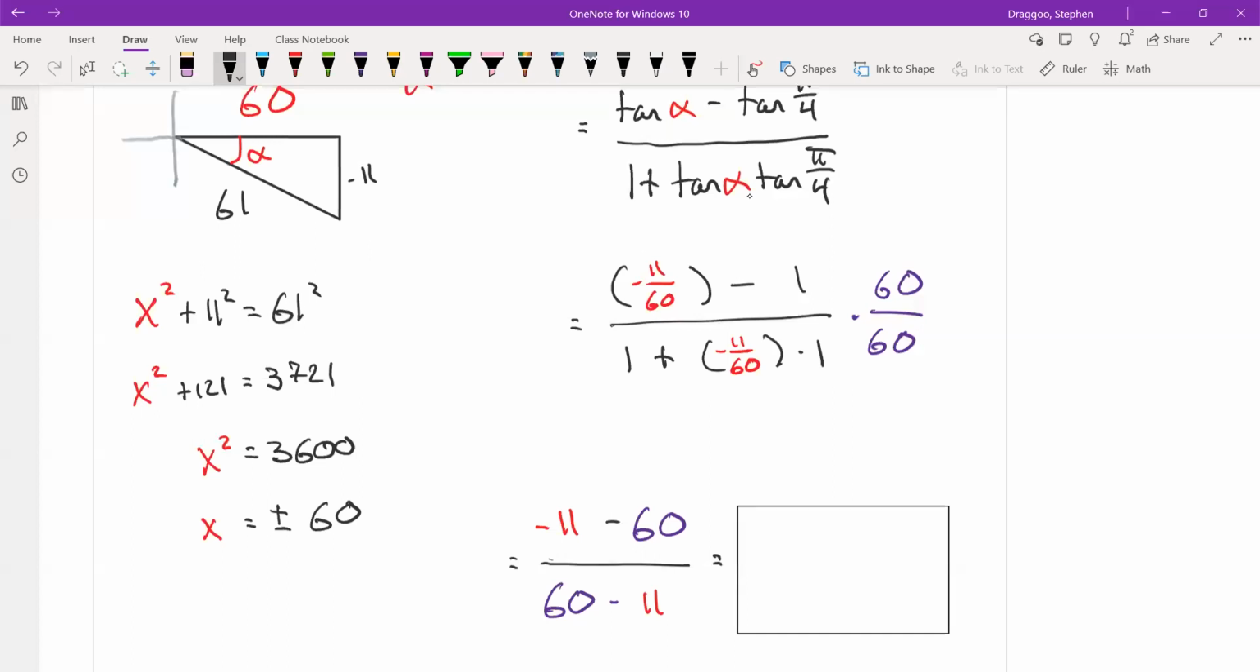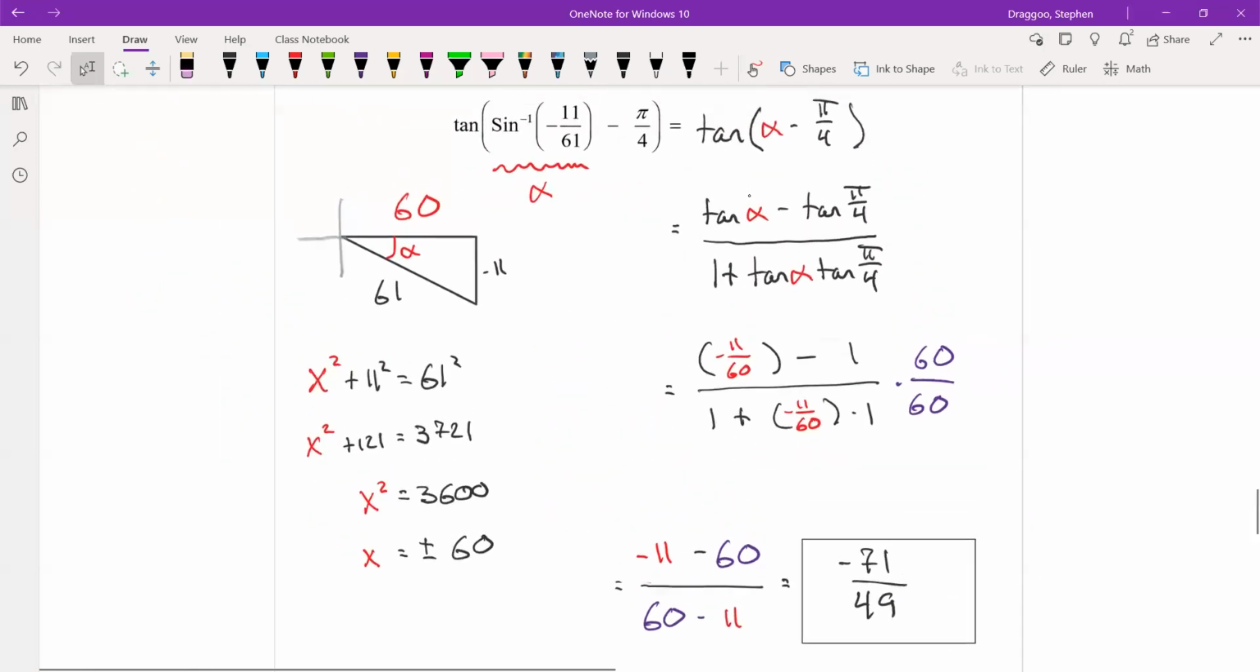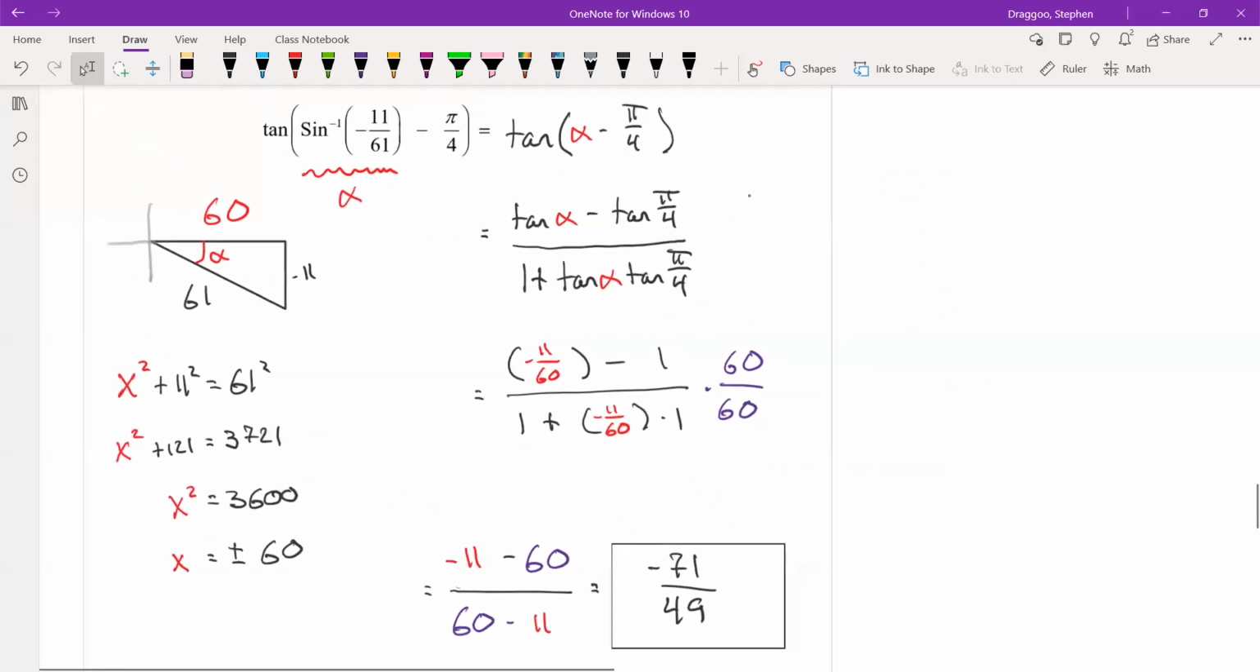So add up the numerator and the denominator. I got negative 71 over 49. Yeah. And then that takes us to the end of the practice exam, barring a couple of technical difficulties in the middle there. And I'm only a little bit over 140.